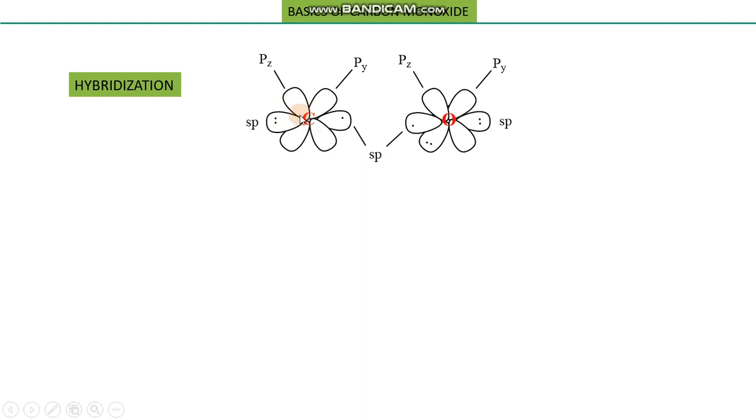Let this be carbon, and in carbon Pz and Py are not involved in hybridization, while Px and S are involved in hybridization to give sp hybrid orbitals, which lie at an angle of 180 degrees with respect to each other. So consider this is an sp hybrid orbital and this one is an sp hybrid orbital. The Py and Pz are unhybridized, and if they participate in bonding, their bonding will be different from the bonding of these two hybridized orbitals.